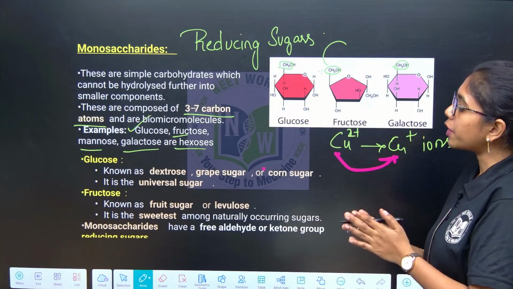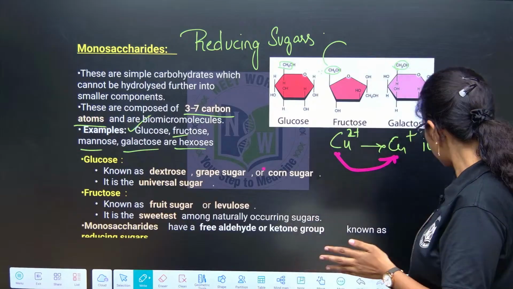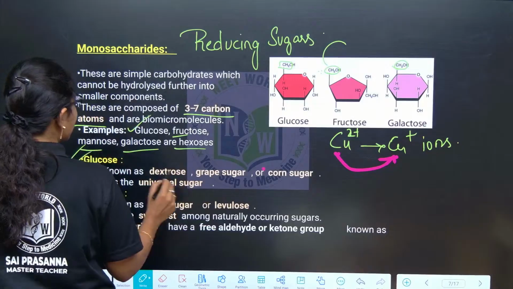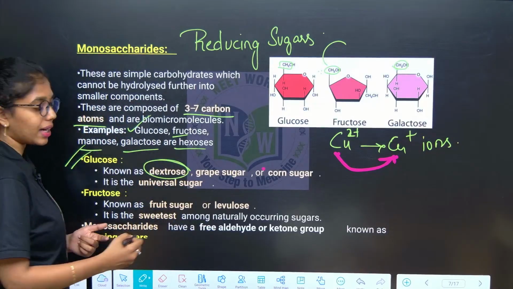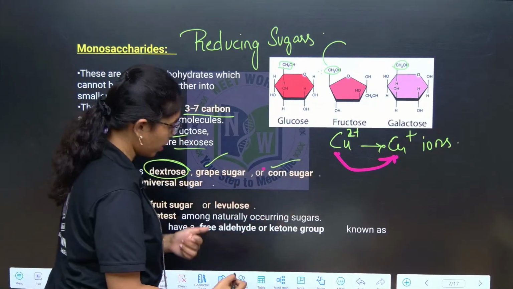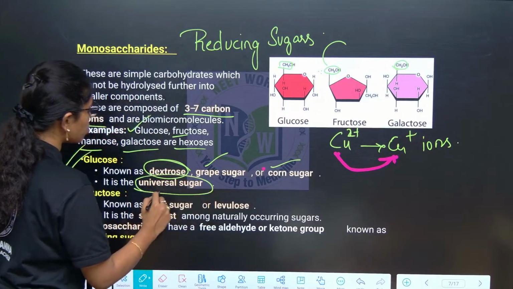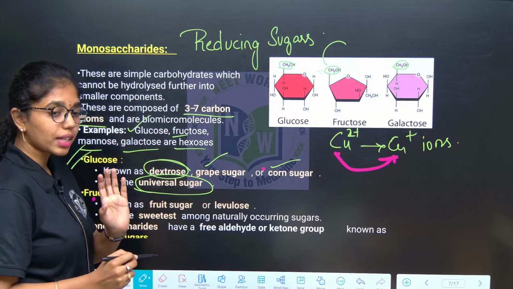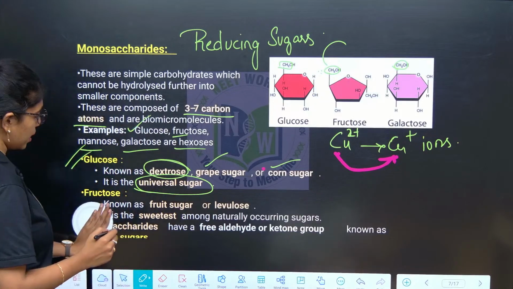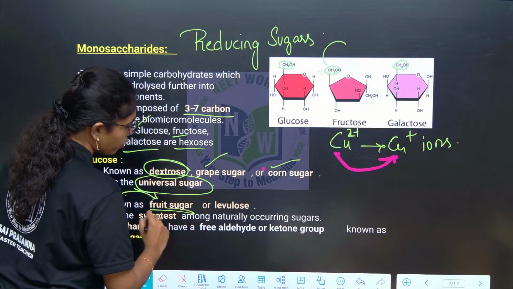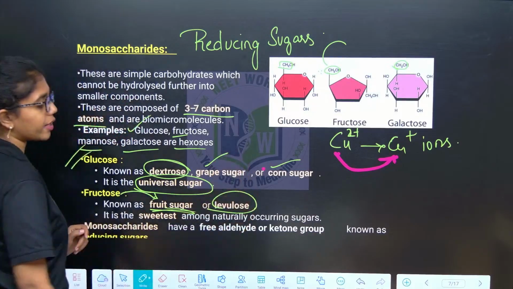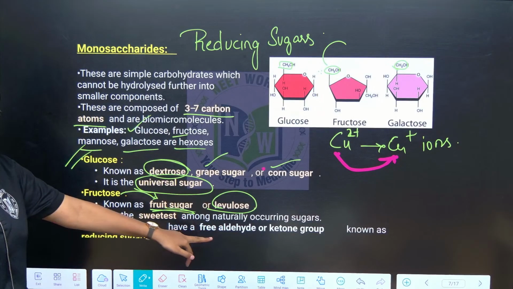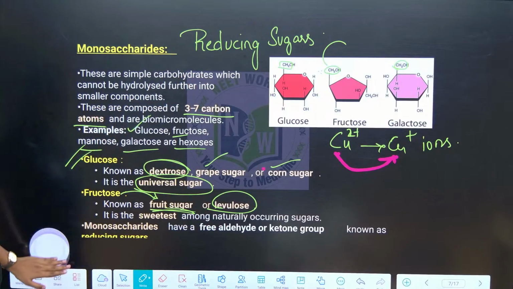Some key points that you have to remember with respect to glucose and fructose, I will tell you. Glucose is also known as dextrose, or simply called grape sugar or corn sugar, and it is the universal sugar. Fructose is the sweetest sugar which is naturally available. It is known as fruit sugar, or also said to be levulose. And monosaccharides have free aldehyde and ketone groups, that is why they are called reducing sugars.